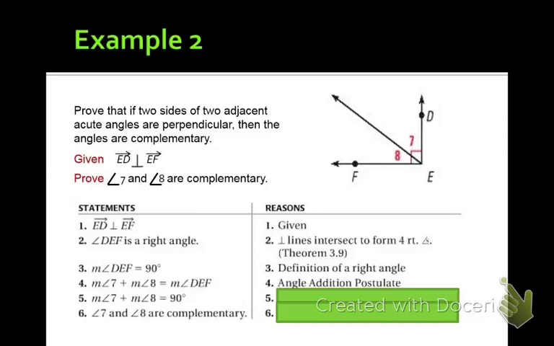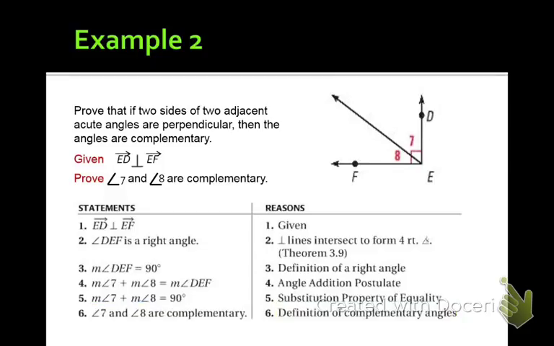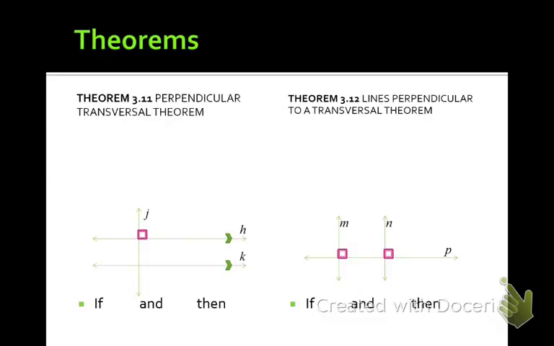Now we do a little bit of substituting here. We take 90, still on my highlighter here, and we substitute it in for angle DEF, so we're using the substitution property to say that the measure of angle 7 plus the measure of angle 8 equals 90 degrees. Now, from here, we know that if 7 and 8 have to add to 90, that makes them complementary, and the reason is because we had to know the definition of complementary angles, so that's what we're going to use for our reason here. So, using some of these theorems to help us write our proofs.